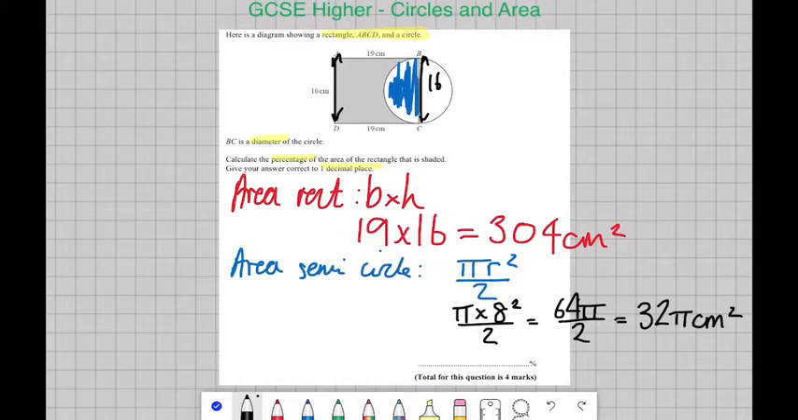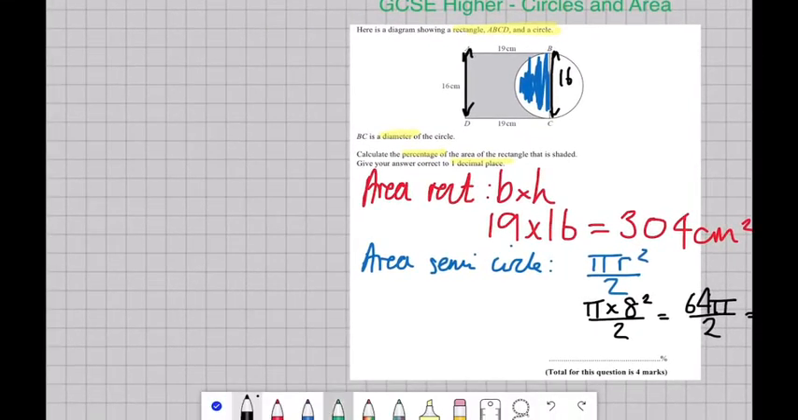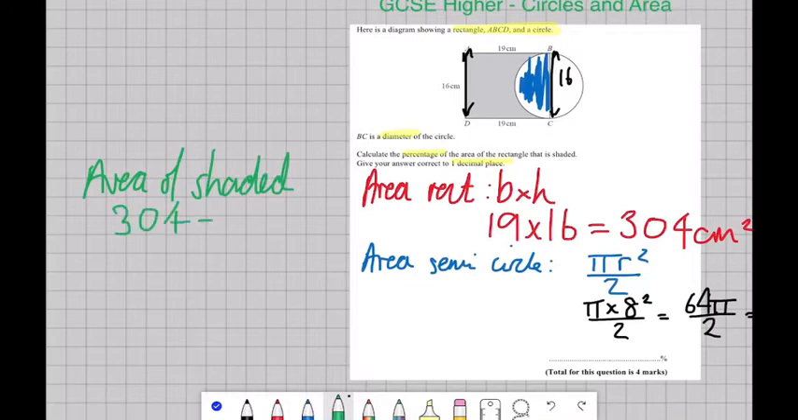So I've worked out there the area of the rectangle and the area of the semicircle. So I need the area of the shaded region, so that's what I'm going to do next. So the area of the shaded region would be the full rectangle, so 304 minus the semicircle, which is 32 pi. Okay, so I'm going to type that into my calculator, 304 minus 32 pi, and that gets me 203.469. Okay, and that's the area of the shaded region.